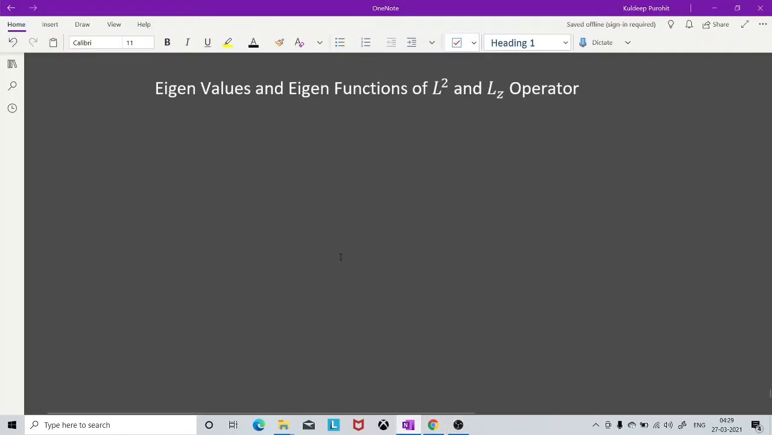Hello students, welcome to this lecture on quantum mechanics. So in this lecture also we will continue our discussion on eigenvalues and eigenfunctions of L square and Lz operator.